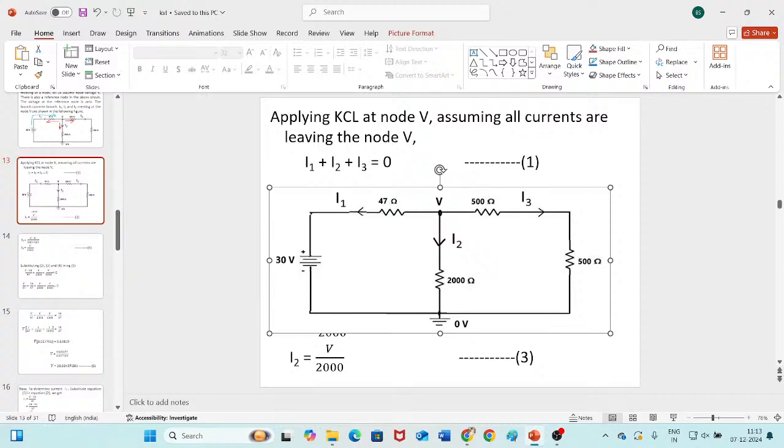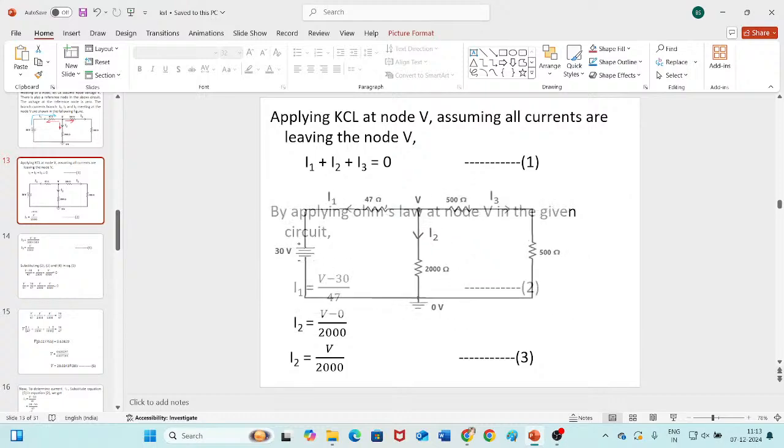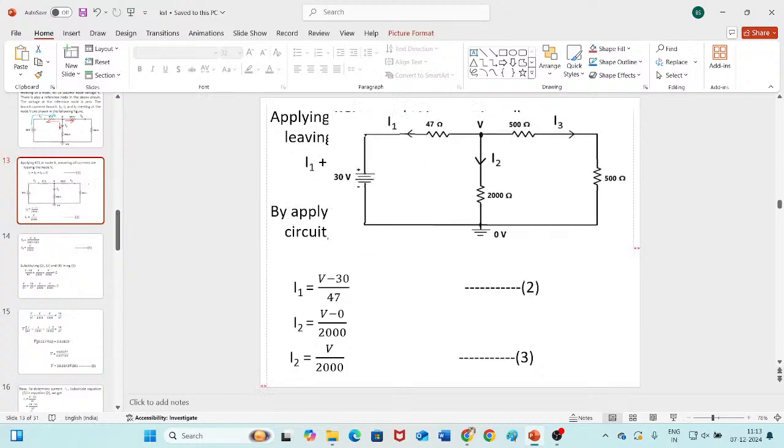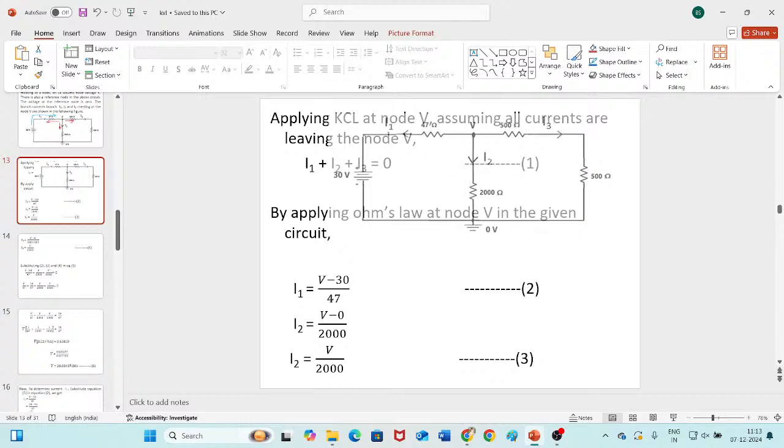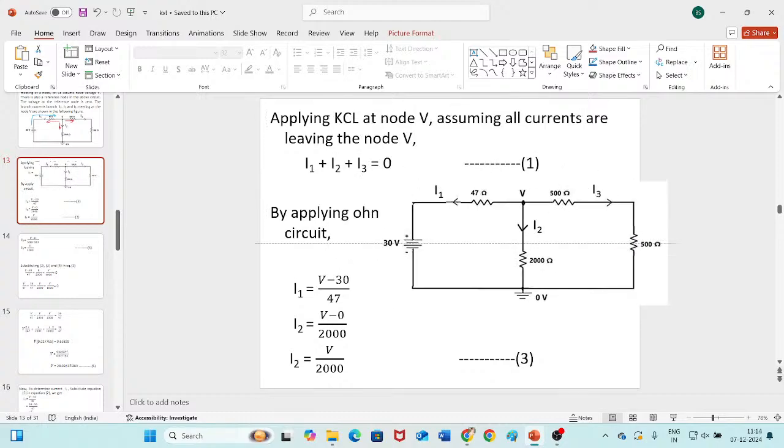So here I have assumed I1, I2 and I3 are leaving. Therefore, the algebraic sum of currents at this node V, according to KCL, should be equal to 0. Therefore, I1 plus I2 plus I3 is equal to 0. Now let us apply Ohm's law and write down the current equations: I1 equation, I2 equation, I3 equation.